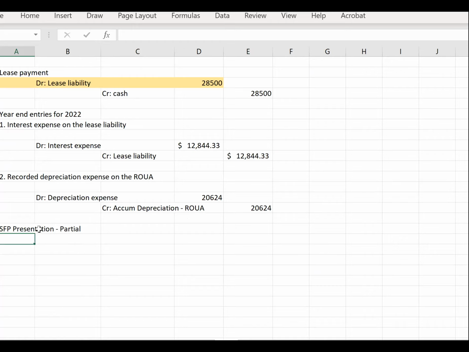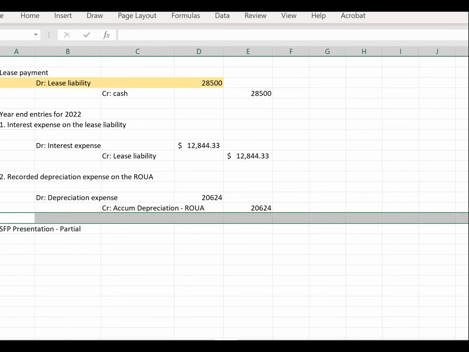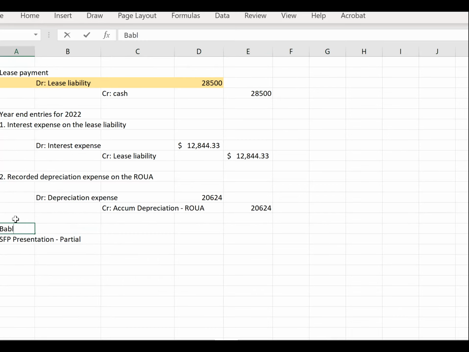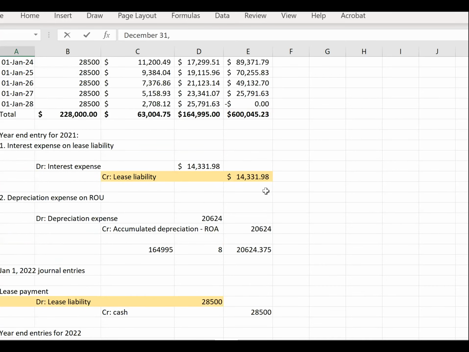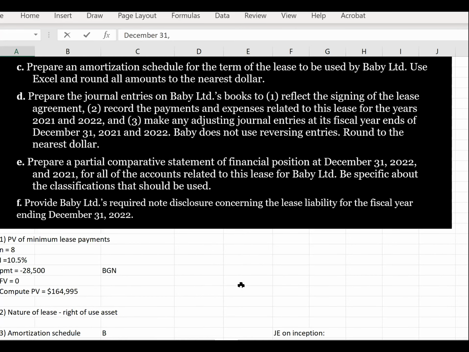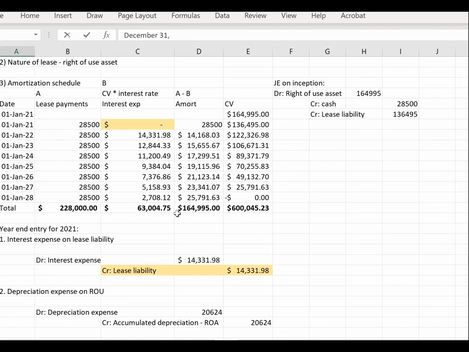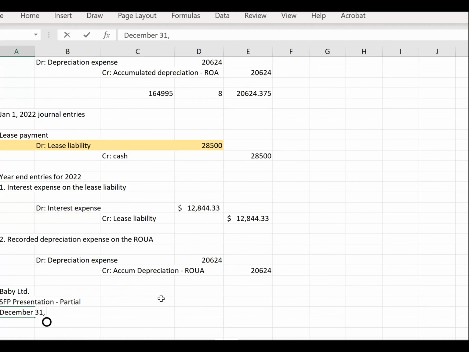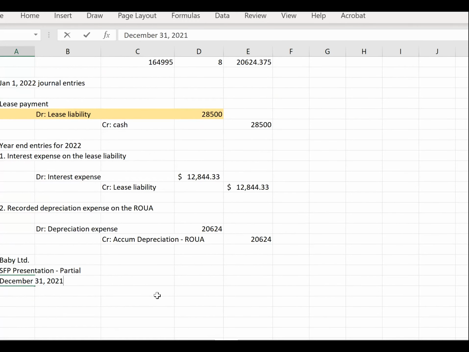And to make this into good form, what we also need to do is put the name of the company. So we're going to have Baby Limited and the date. So it's going to be December 31st. I'm not sure what year this is. Let's see. 2022 and 2021. Okay, so let's say this is going to be 2021. Okay, so that's all you really need for a good presentation. It should be in the middle, but it's not a big deal.